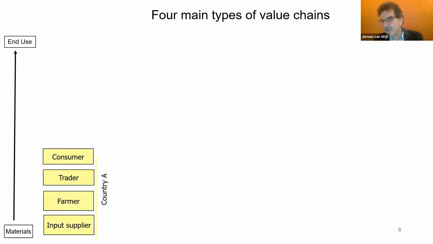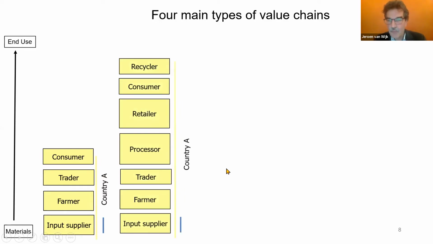So I distinguish 4 types of chains. The first one is a very simple value chain, starting with an input supplier, then a farmer, a trader, and a consumer in one country, country A. Could be anything, could be just rice, potatoes, fish, whatever. The second chain is a little bit more complicated. The first 3 stages are more or less the same, but then there is a processor. So it's not just a farmer that produces something that ends up with the consumer, but it is being processed and ends up with the retailer and then goes to the consumer.